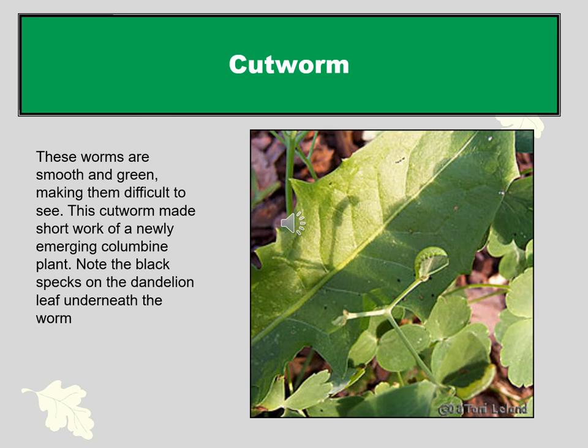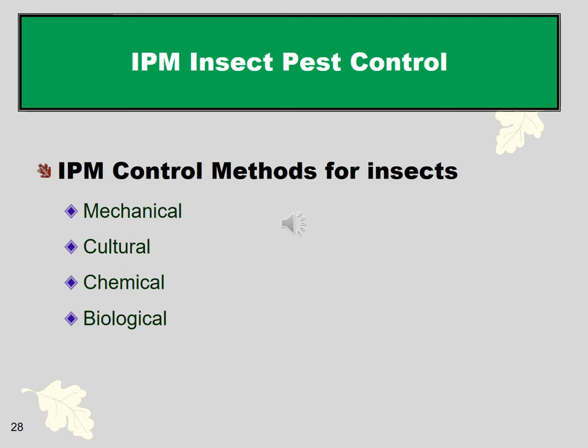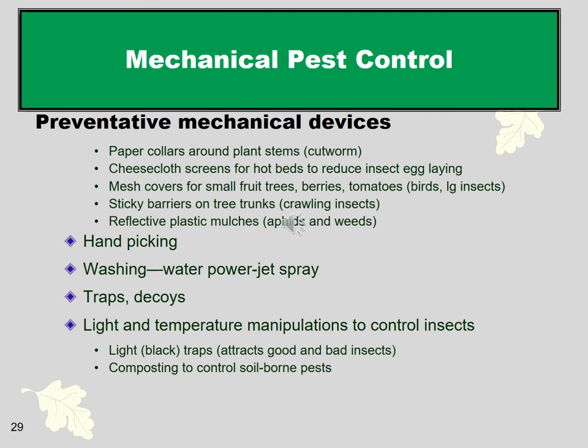So IPM insect pest control includes the same methods we've already described: mechanical, cultural, chemical, and biological. Let's talk a little bit about each of those. So some mechanical devices can be preventative, keeping the pest from getting to your plant. You can put paper collars around particular plant stems, keeping out ants and cutworms. Screens over beds of very juvenile and sensitive seedlings that you're growing. Mesh covering over small fruit trees. Sticky barriers on trunks to keep crawling insects from going up the trunk. And maybe even reflective plastic mulches to deter aphids and weeds.